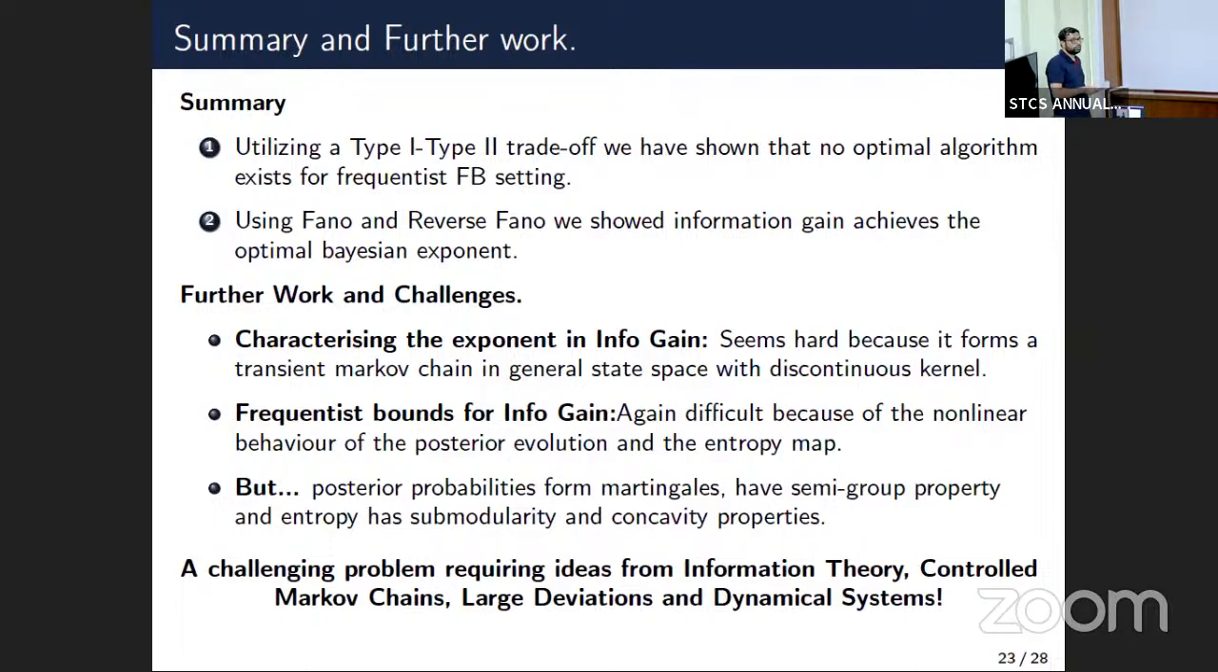We used Fano and reverse Fano to show the optimality of information gain. Further work is to try and understand the nature of the information gain algorithm. We would like to characterize the exponent being achieved by information gain. But it is typically a hard problem because it entails trying to understand the large deviations of a Markov chain with a discontinuous kernel. Again, deriving frequentist bounds for information gain is probably a difficult thing to do, but there are certain structures which one might hope to take advantage of.